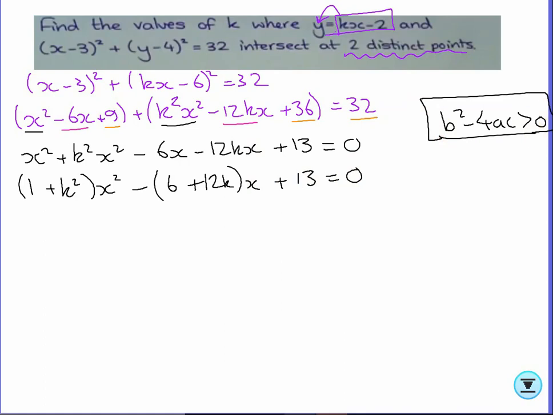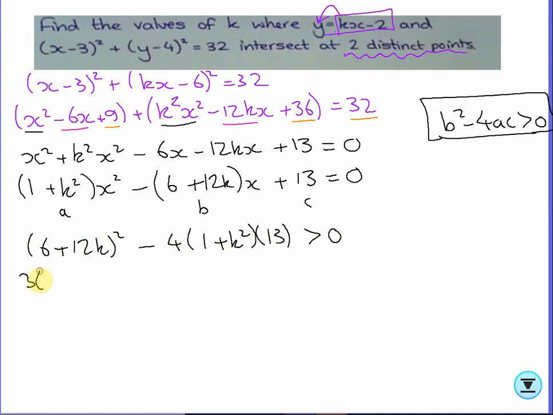Right, let's do that. So b squared, well this is b, so a, b, c. We're going to square this, so I'm going to ignore the negative sign because when I square it, it's positive. So we've got 6 plus 12k squared, minus 4 times a, 1 plus k squared, lots of 13, is greater than 0. So we've got 36, 144k plus 144k squared. Oops, got ahead of myself there.